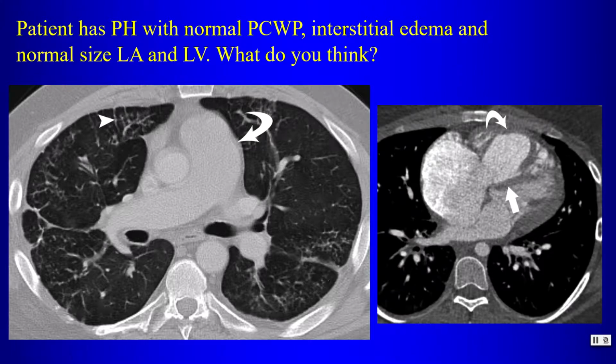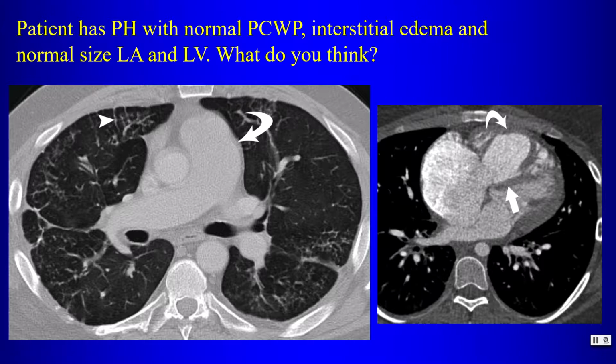So this patient has pulmonary hypertension with normal pulmonary capillary wedge pressure. There's enlargement of the main pulmonary artery here, enlargement of the right ventricle, as you would expect in this patient with pulmonary hypertension. But also notice that there's interlobular septal thickening here. So it seems like the patient has interstitial edema, but the left atrium is normal. The patient does not have left-sided heart failure.